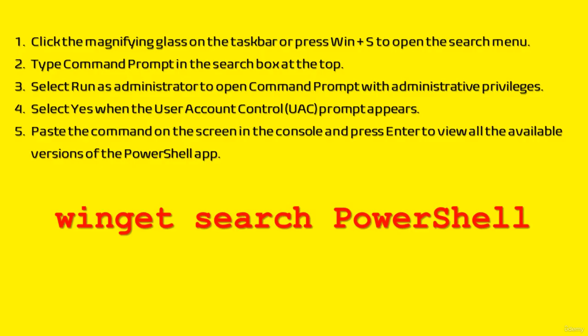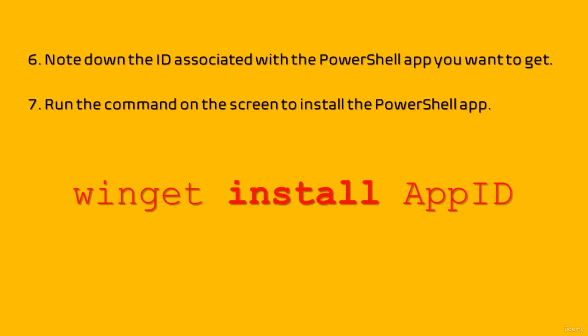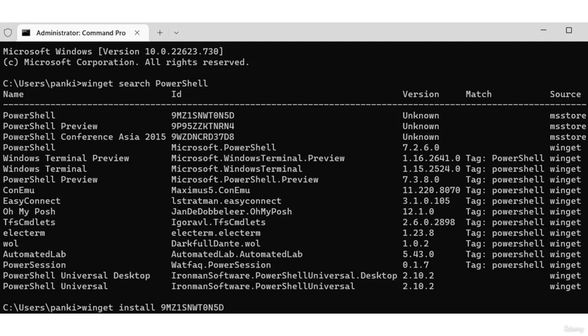Press Enter to view all the available versions of the PowerShell app. So please note down the ID associated with the PowerShell app you want to get. And then run the command that you see here on the screen to install the PowerShell app. Replace app ID in the command with the actual app ID noted in that last step. You did do that. And then wait for WinGet to download and install PowerShell on your PC, then exit the terminal window. So after all that, the PowerShell app should be available for use.